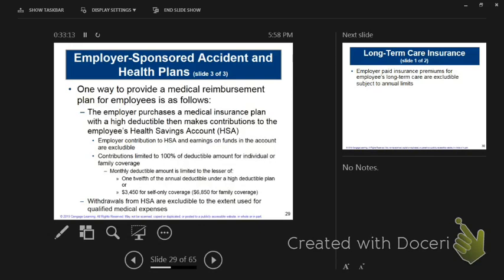The contributions are limited to 100% of the deductible amount of the individual's coverage. All right, and then the monthly deductible amount is limited to either 1/12 or the $3,500 for self-coverage. And then withdrawals from the fund, so you and I can take money out of there as long as we are using it for medical expenses. So the employer is putting money in, and then nothing is taxed to us as long as we are using it for medical expenses. Isn't it also like health, like deodorant, stuff like that too?